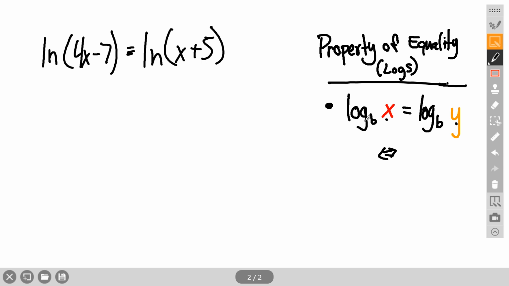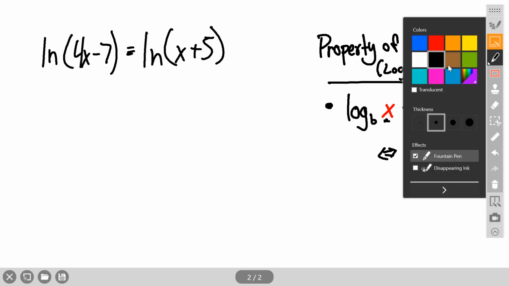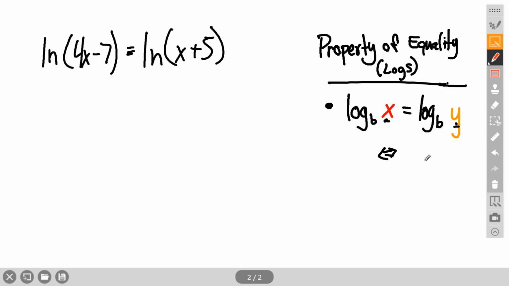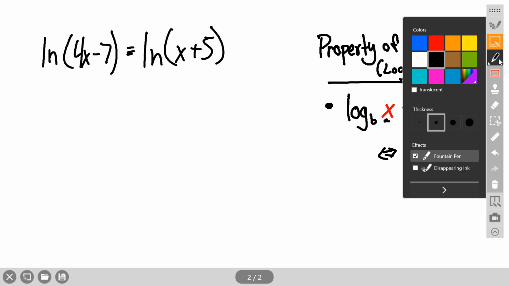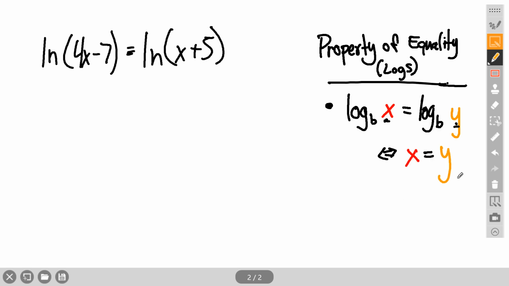Well, if we're taking the same log of two different things, the only way that these are going to be equal is if these two different things are actually the same thing. So the only way that these are equal is if x and y are the exact same number. So if x and y are equal to each other, then this can make sense. This is essentially what this property says: if you take the same log on both sides of two different things, then those two different things are actually equal to each other.